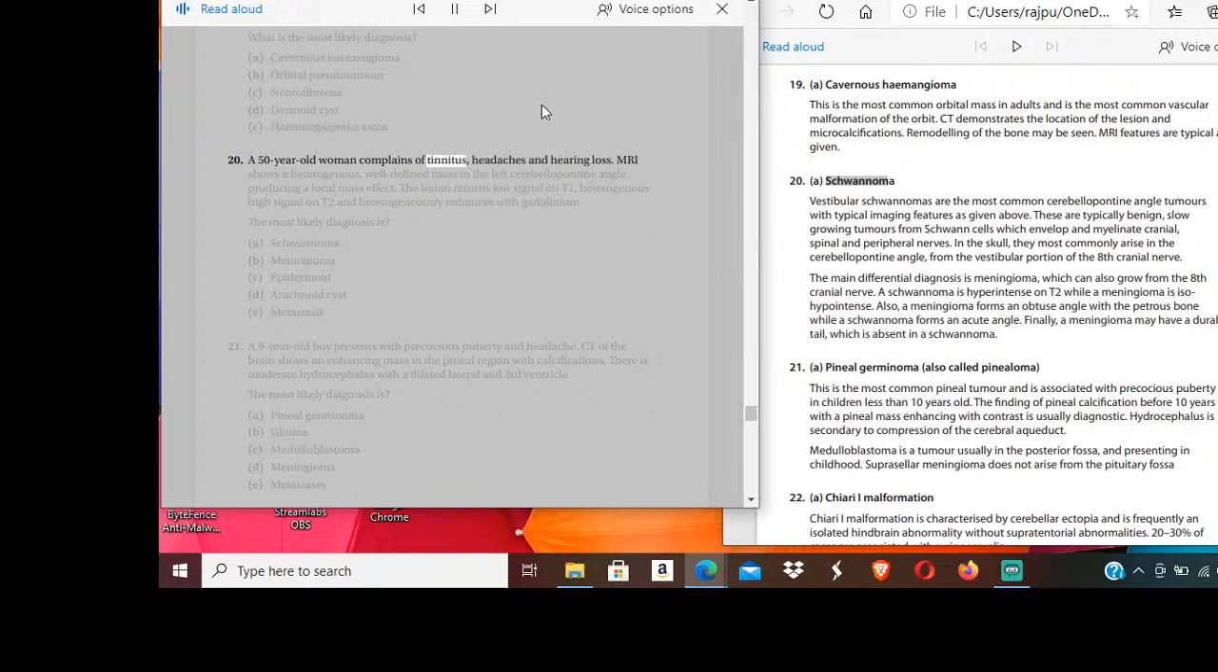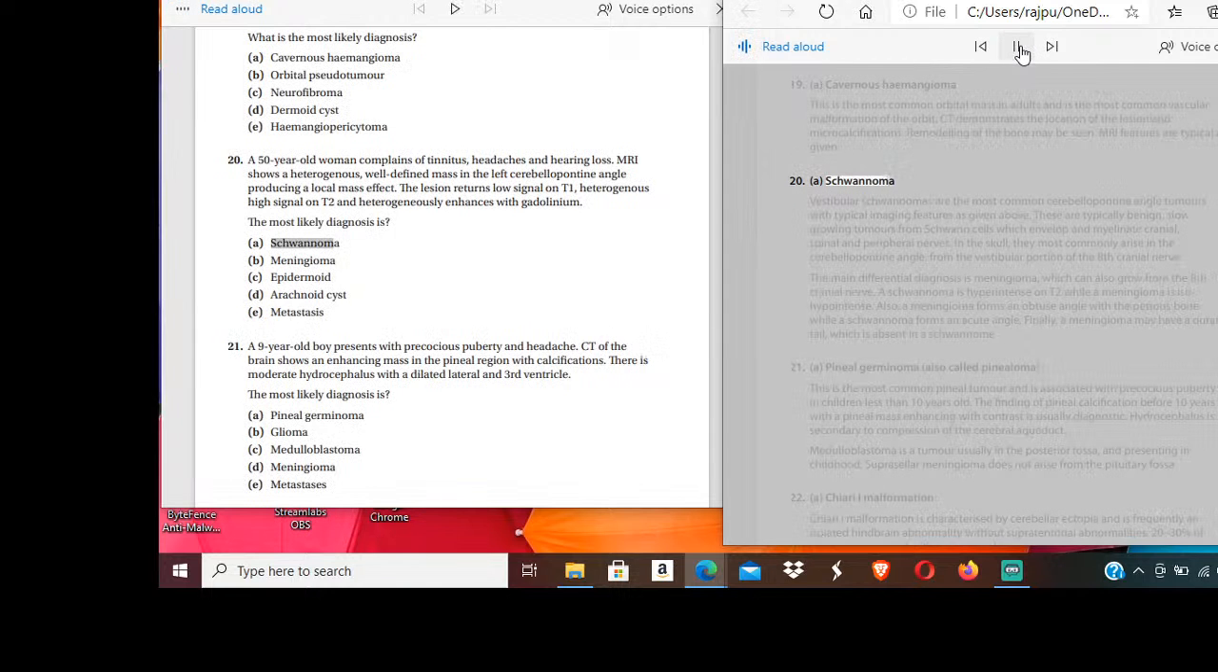20. A 50-year-old woman complains of tinnitus, headaches and hearing loss. MRI shows a heterogeneous, well-defined mass in the left cerebellopontine angle producing a local mass effect. The lesion returns low signal on T1, heterogeneous high signal on T2 and heterogeneously enhances with gadolinium. The most likely diagnosis is A. Schwannoma. Vestibular schwannomas are the most common cerebellopontine angle tumors with typical imaging features as given above.